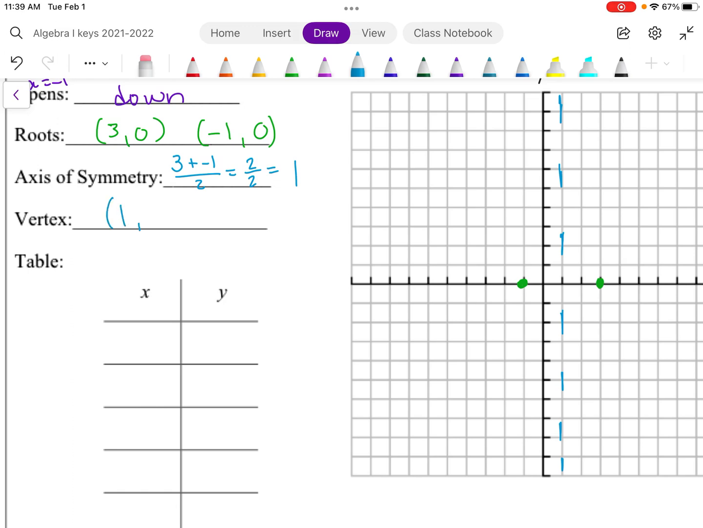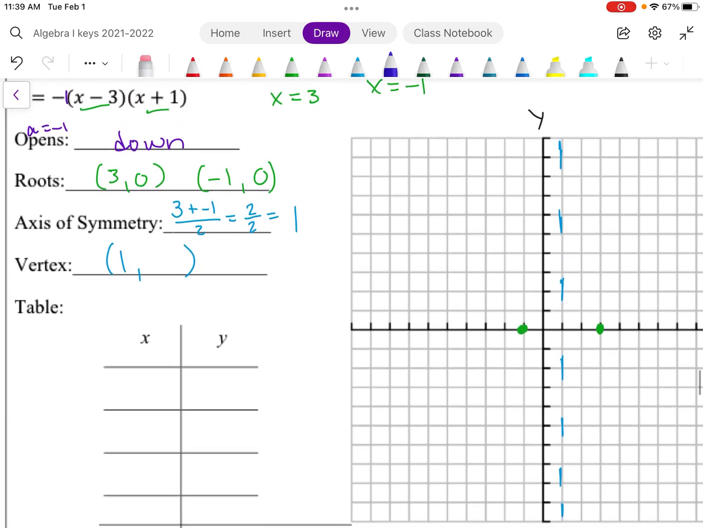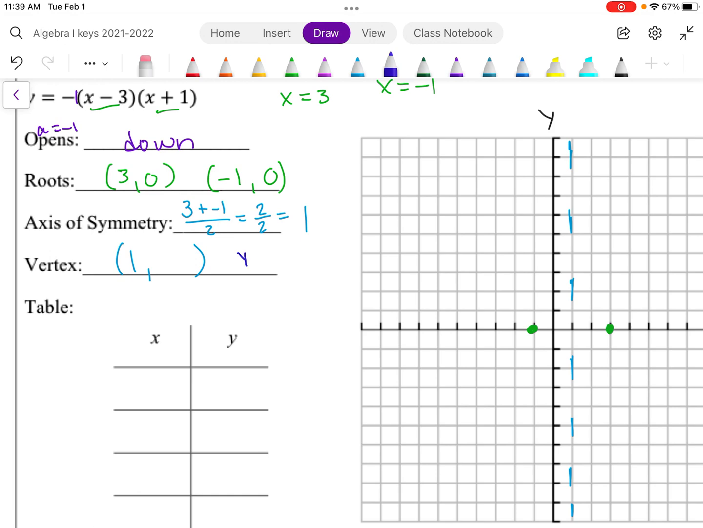So then for our vertex, remember that we already have half our vertex. Your vertex is always on the axis of symmetry. So if you know the axis of symmetry, you know the x value of your vertex. And then to find y, all we need to do is plug in our x value. So instead of x minus 3, I'm going to have 1 minus 3. And instead of x plus 1, I'm going to have 1 plus 1. So then I've got a negative times -2 times 2. Well, a negative times a negative is positive, and 2 times 2 is 4. So we have the vertex is the point (1, 4), which would be right here on our graph.